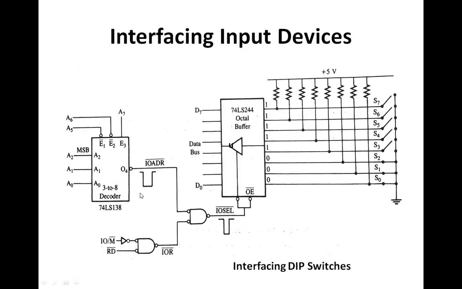It means 84 is the address of this particular interfacing device at which this input device is being connected. So whenever we want to take the information from these devices, we have to activate this particular buffer by providing the address 84. Why is it 84? I have already explained, because A7 is 1 and A2 is 1 and the rest of the values are 0. So naturally the address will be 84.